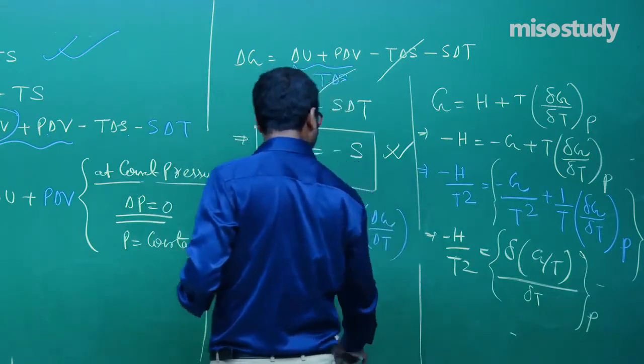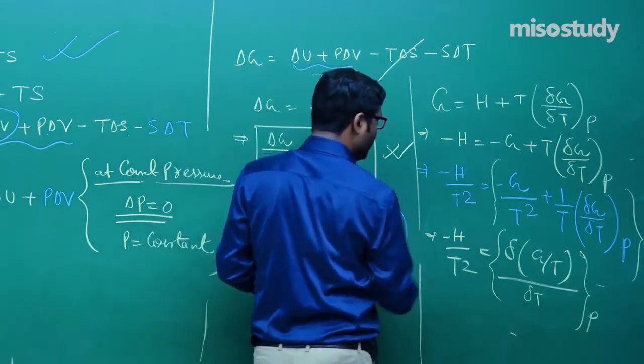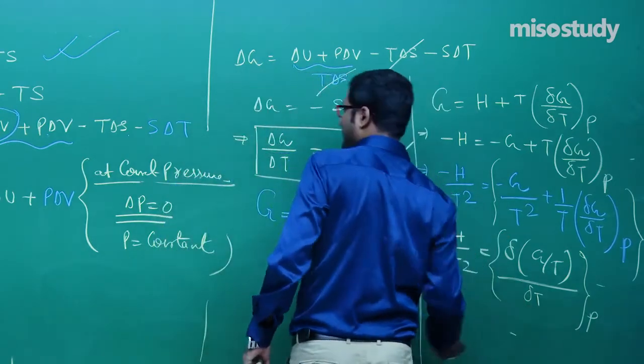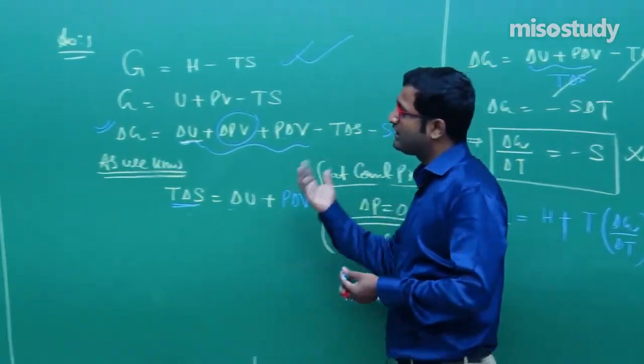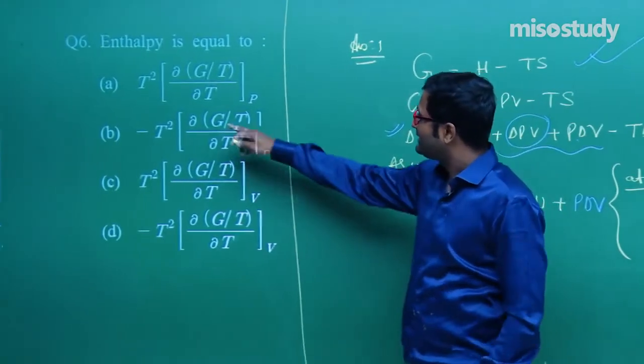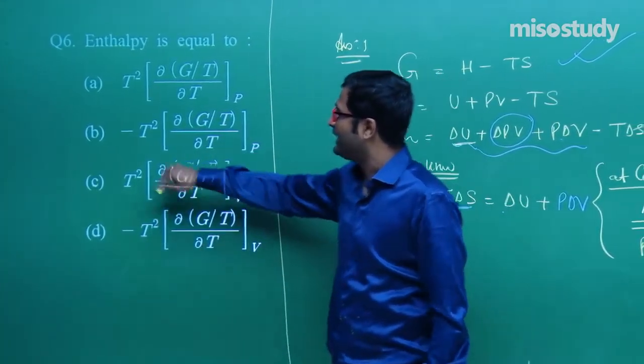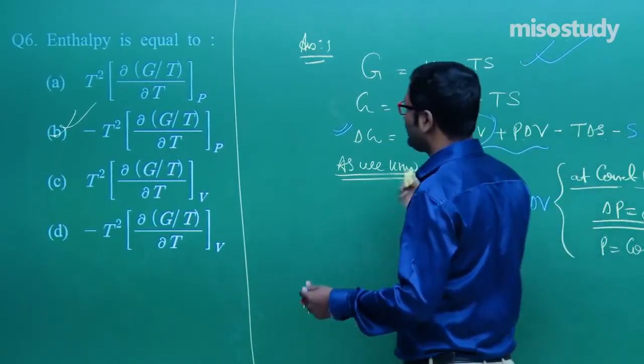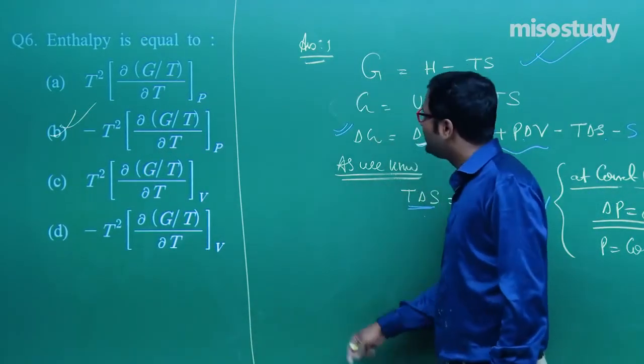Now I am moving here, so delta H is equal to, this T will move here, so minus T square del of G by T, del T at P. What is the answer, friend? That is del of G by T over del T at P. This is the expression. This is one of the best questions. If you have any doubt, you can easily approach me. Check it out.